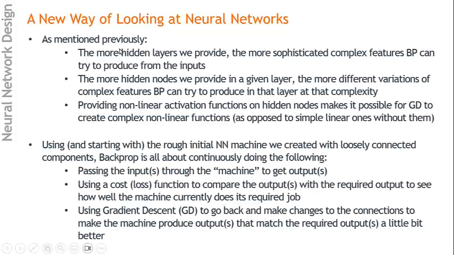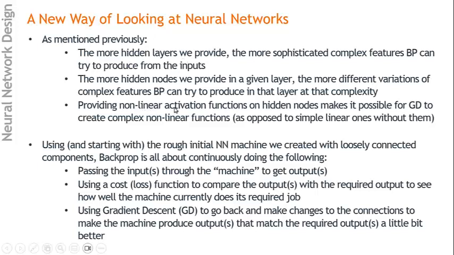So, as mentioned previously, the more hidden layers we provide, the more sophisticated complex features backpropagation can try to produce from the input. So the number of hidden layers matters. The more hidden nodes we provide in each layer, the more different variations of complex features that backpropagation can try to produce in that layer at that complexity. So in other words, both the number of hidden layers and the number of nodes in the hidden layers contributes to the possible complexity of the features that backpropagation produces.